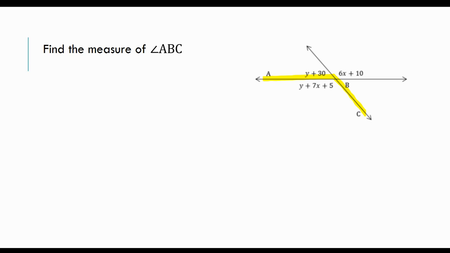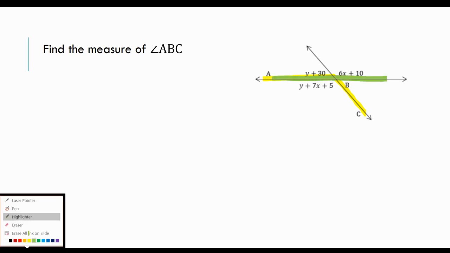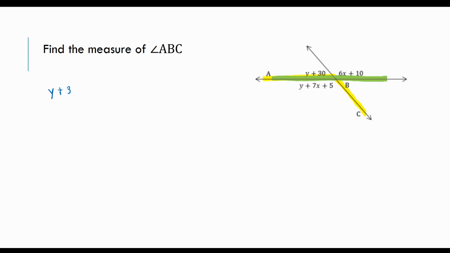Notice that in this picture, we actually have several different things that we can assume. One of them is that we have some straight angles. If I highlight with a different color, let me use green this time, notice that here I have a straight angle, and it's made up of those two expressions at the top. So I can say that y plus 30 plus 6x plus 10 has to equal 180 because together those two are forming a straight angle.